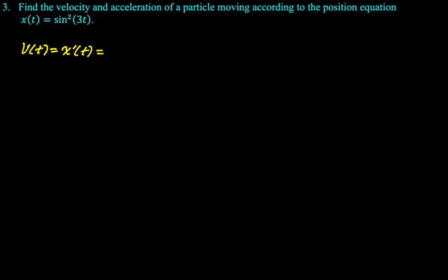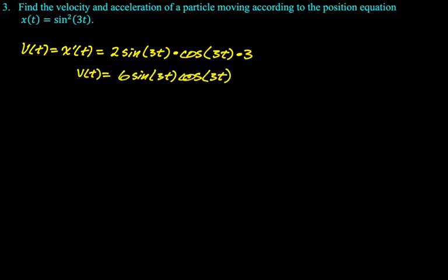And then this is a chain rule problem. We've done a lot of these. So something squared is 2 times that thing. The derivative of the thing is cosine of a new thing. The derivative of that thing is 3. I think it's a good idea to simplify this because you need to take the second derivative. If you don't need the second derivative, you probably leave it. So v of t is 6 sine of 3t cosine of 3t.